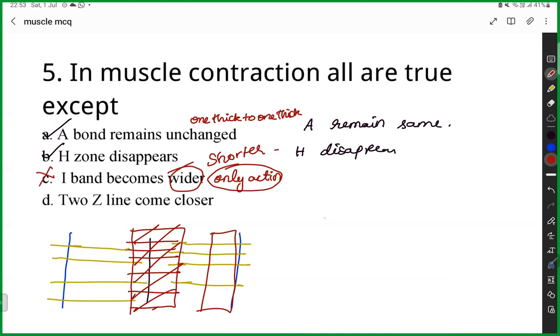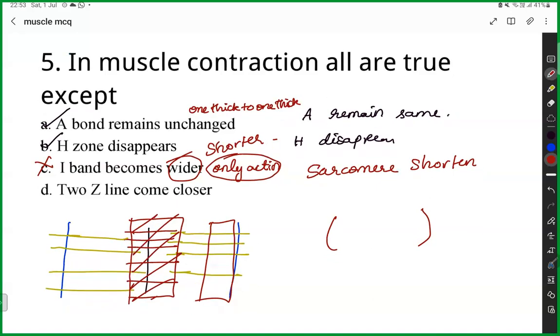Similarly, whenever there is excitation contraction, your sarcomere is going to be shortened. What is your sarcomere? It extends from one Z line to the other Z line. When your sarcomere shortens, the two Z lines come closer to each other. Therefore, the answer for this question is, in muscle contraction, all are true except I band becomes wider. That is going to be your answer.